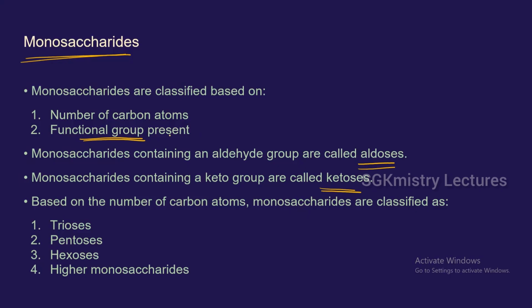Okay. Now, based on the number of carbon atoms, you can again classify the monosaccharides into different categories. If there are 3 carbon atoms, then you call it a triose. If there are 5 carbon atoms, it is called a pentose. If there are 6 carbon atoms in the monosaccharide, it is a hexose. It can also be higher monosaccharides, but these are the common names. Trioses, pentoses, hexoses are the monosaccharides we usually encounter when studying carbohydrates.